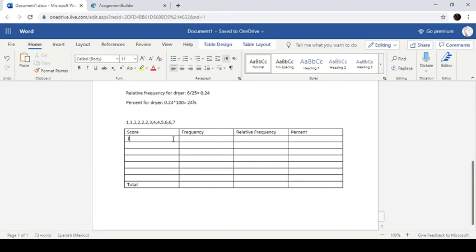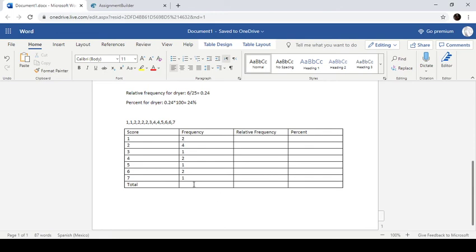How many times does 1 happen? It happens twice. How many times does 2 happen? 4 times. 3 only happens once. 4 twice. 5 once. 6 happens twice. 7 only once. So we have all of our types of data points, 1, 2, 3, 4, 5, 6, 7, and then the frequency, how many times they happen.